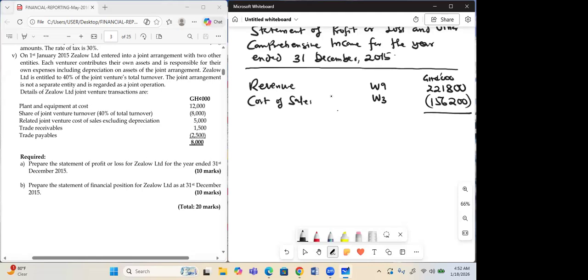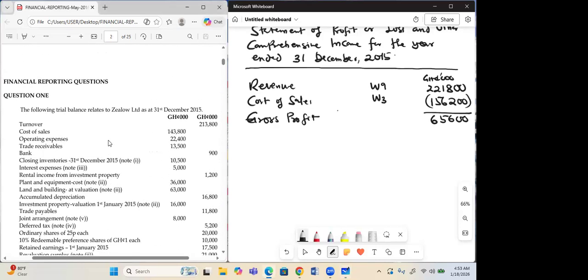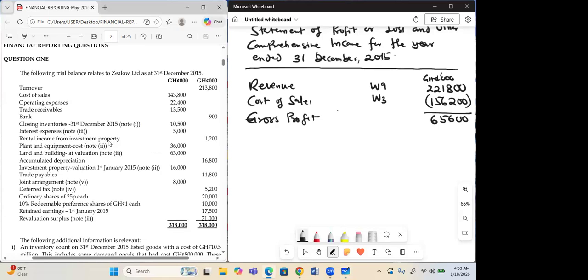Yes, the gross profit. Let's calculate the gross profit for us. 65,600. Confirmed. Now, check through the trial balance if there is any other income. Check it. Rental income from investment property. So that's an investment income, right? Yes. So you add it to it.